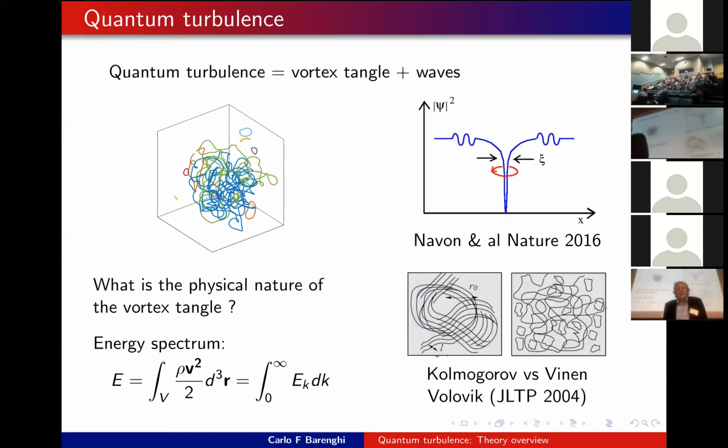So, how do you go from one vortex to turbulence? You need many vortices, and here you see a picture with many vortices. Actually, it's a computational picture. The vortices are colored with different colors to show that there are many, and they're all tangled up. So I'm using the term vortex tangle for quantum turbulence at the moment. But we should not forget that together with the vortices, there are also waves.